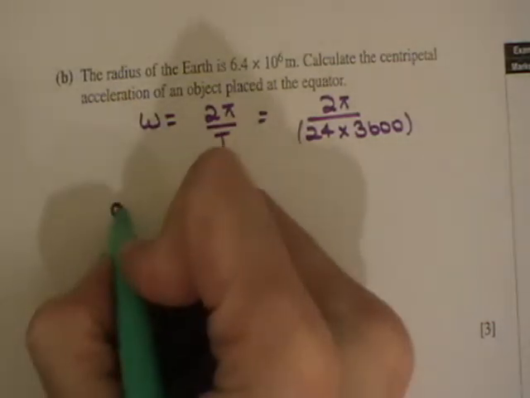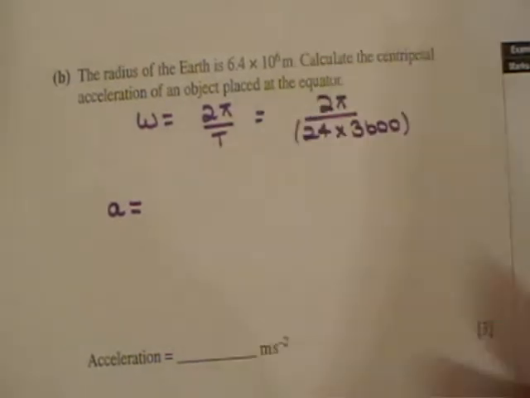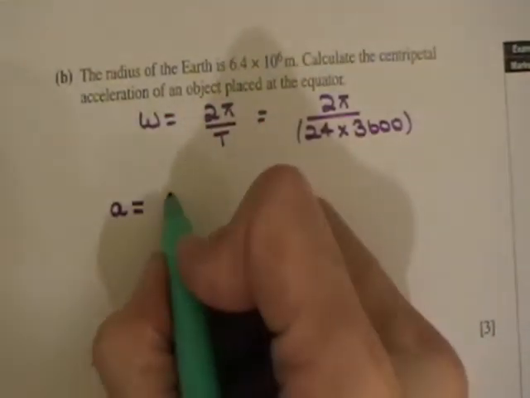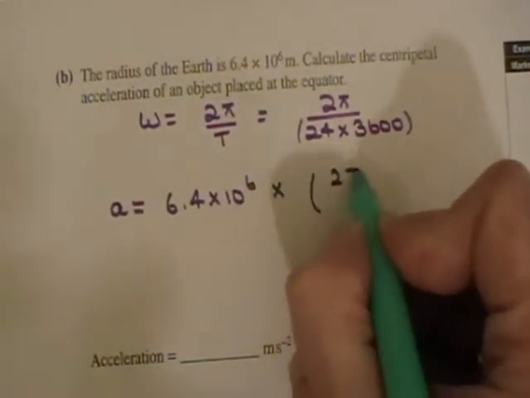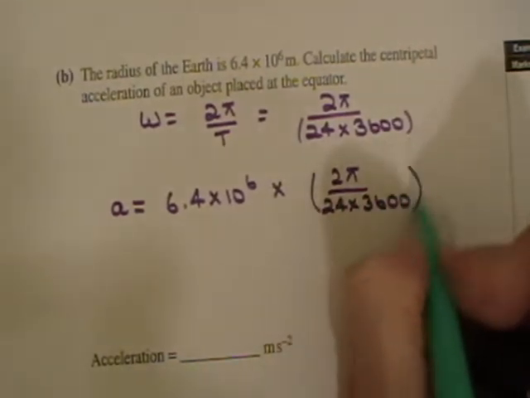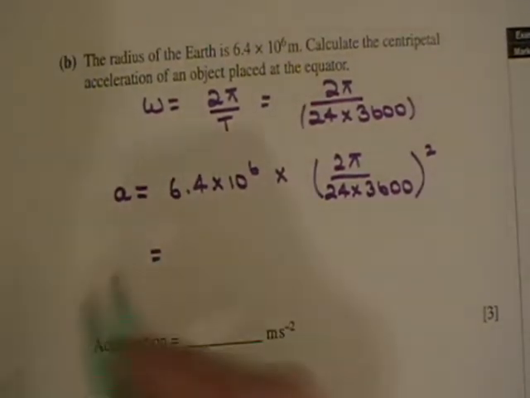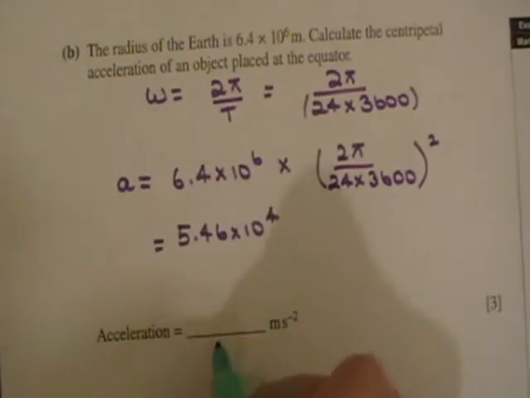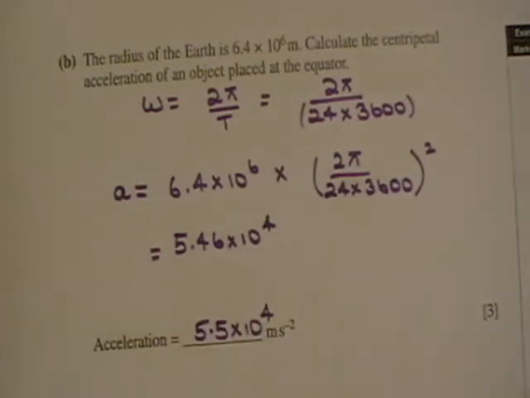And therefore a is equal to, so the radius of the Earth is 6.4 by 10 to the 6. When you're at the equator, of course, the distance you are from the centre is the same as the radius of the Earth, so it's 6.4 by 10 to the 6, multiplied by 2 pi over 24 by 3,600, and that's squared. And so that gives you an answer of 5.46 by 10 to the minus 4. So it's 5.5 by 10 to the minus 4 ms to the minus 2.